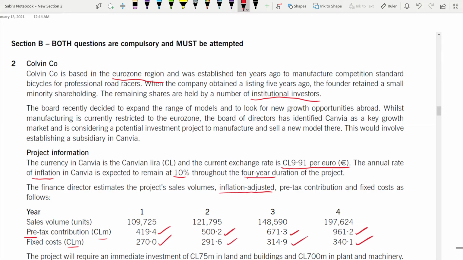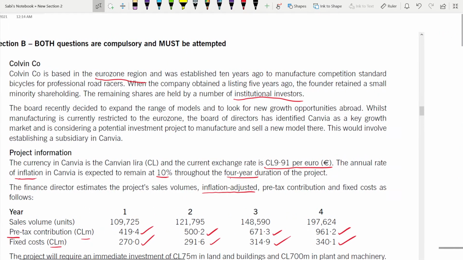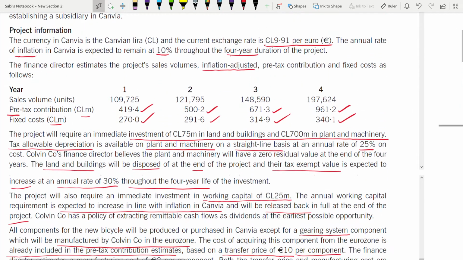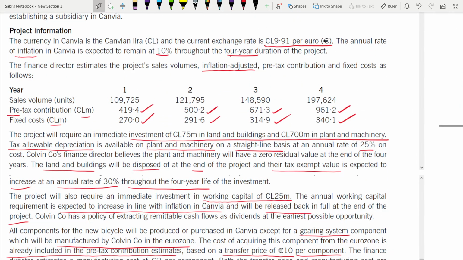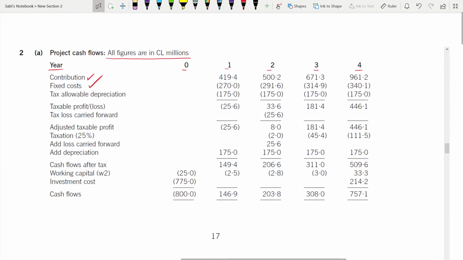Fixed cost is also out. Next, after fixed cost is tax allowable depreciation only, because we don't have any other cost here. Tax allowable depreciation, if you see, is 175. It is straight line basis, 25% on the cost of what? What is the cost of plant and machinery? It is 700. So take 25% of 700. It is 175 for all the 4 years. So no working is required for tax allowable depreciation also.